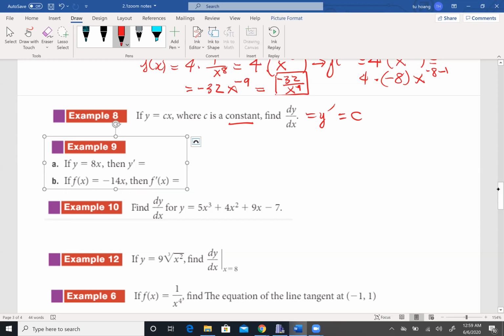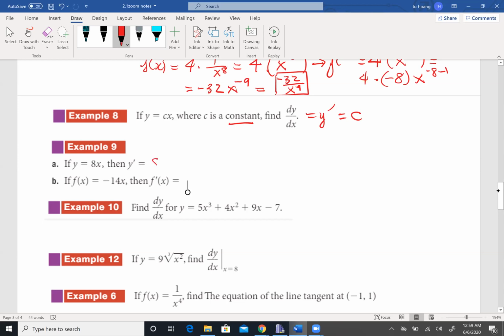Now, for example 9, similarly, problem A gives you y equal to 8x. Again, you can still apply the constant multiplied with a function, and the function in here is x.